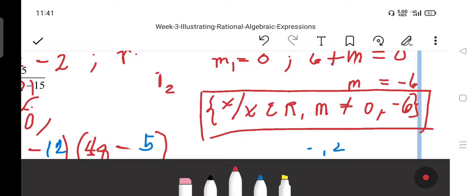So that's it for finding the values which make the rational expression undefined, or the other term for undefined is meaningless. Okay, I hope you learned from this discussion and try to review, since this will be included in your summative test. Okay, have a good day.